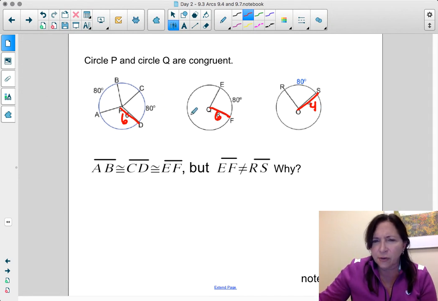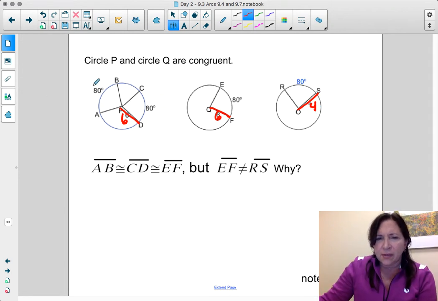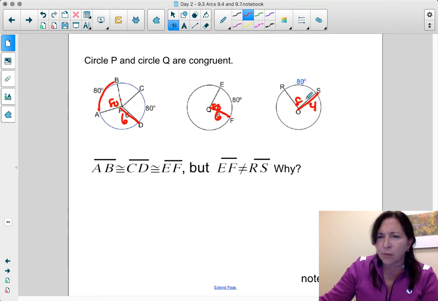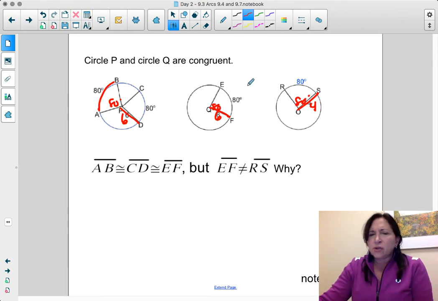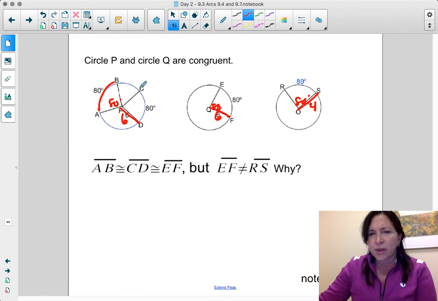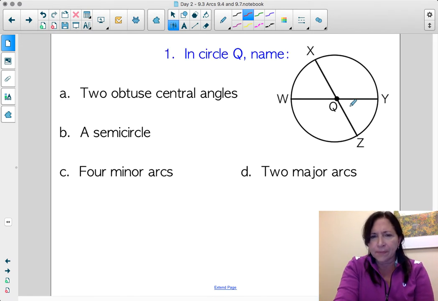But they do try to trick you a little bit, because even though this arc is 80, that means my central angle is also 80, right? But even though my central angles could have the same measurement, that doesn't mean my circles are congruent. The only reason my circles are congruent is if they have congruent radii.